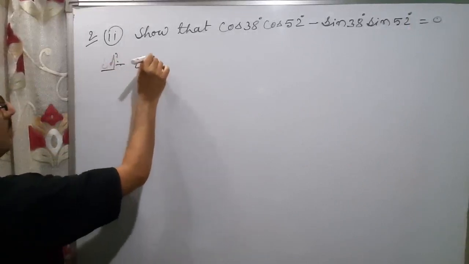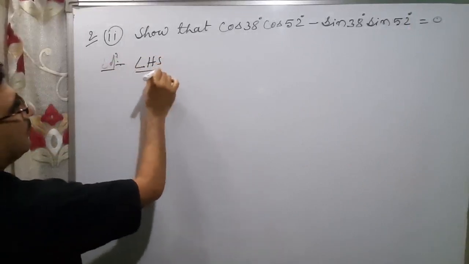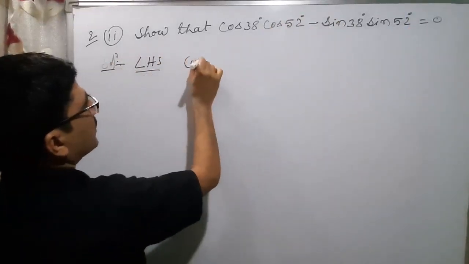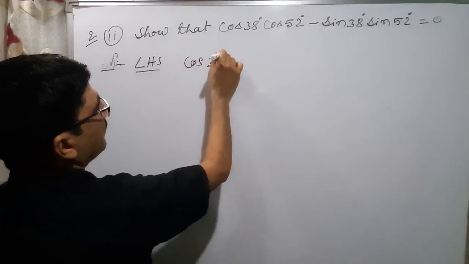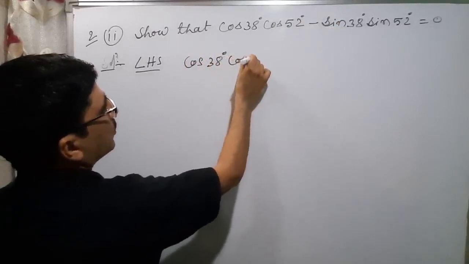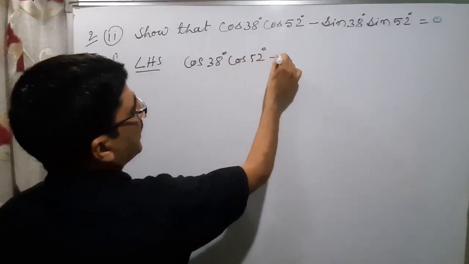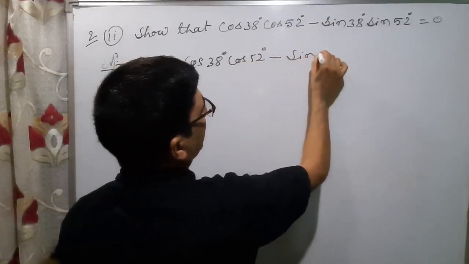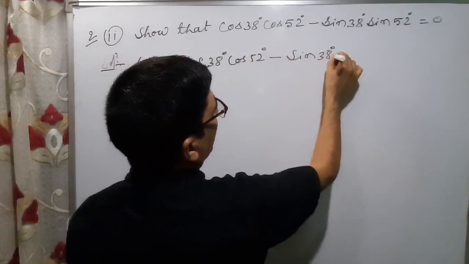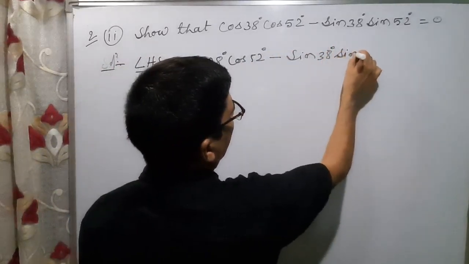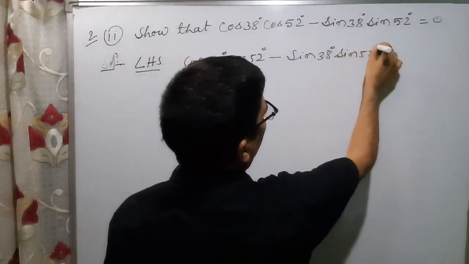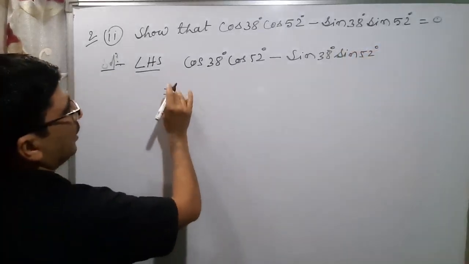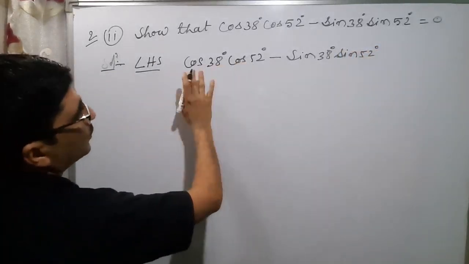Left hand side, it is given. We will have to find out and the result is 0. That is cos 38 degree into cos 52 degree minus sin 38 degree into sin 52 degree, left hand side. Now cos 38 degree or cos 52, either of these two will change.